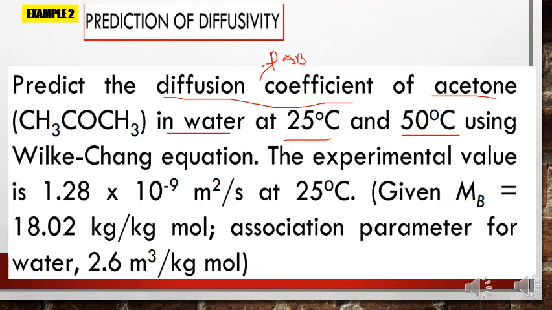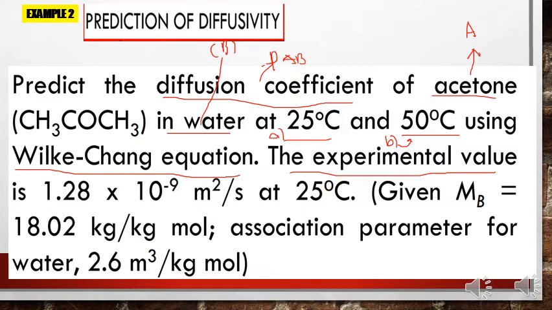by using the Wilke-Chang equation. So we know that here the liquid A, which is acetone, and liquid B is water. And you have to determine the DAB at two conditions. The first condition at 25 degrees C and the second condition at 50 degrees C. And the experimental value which is given, this one actually refers to the DAB value which is obtained from experimental work. But the question asks you to determine the DAB by using the Wilke-Chang equation.